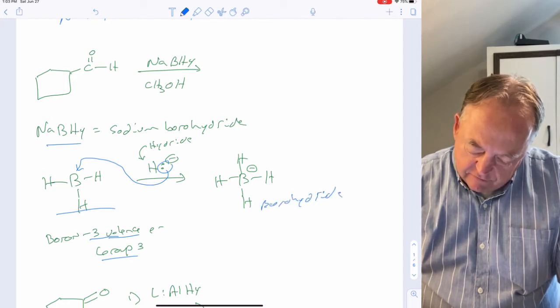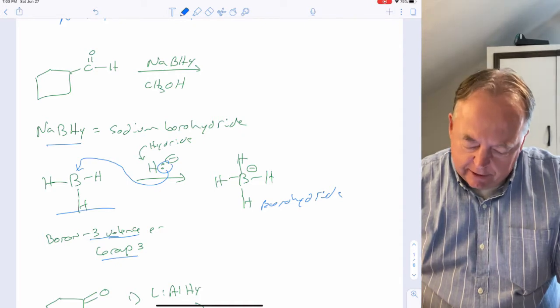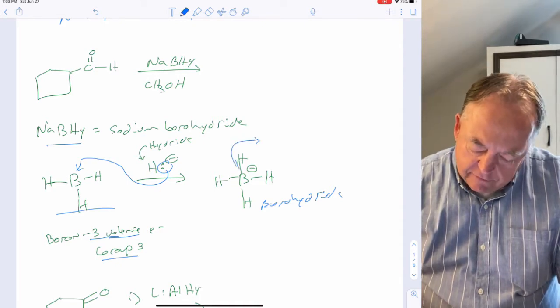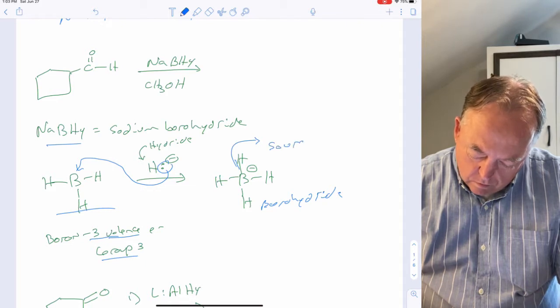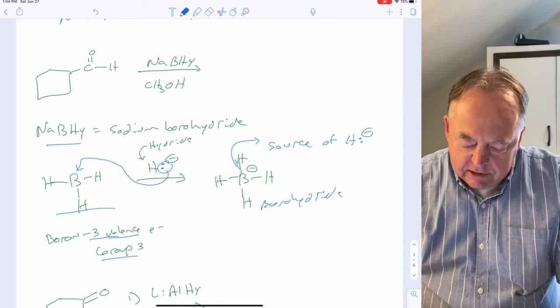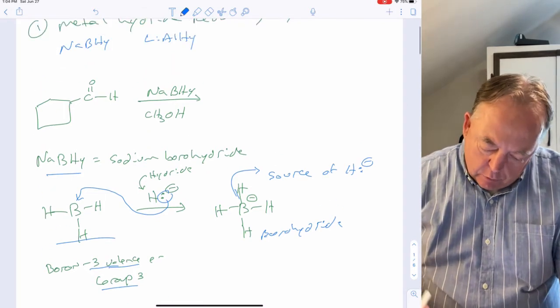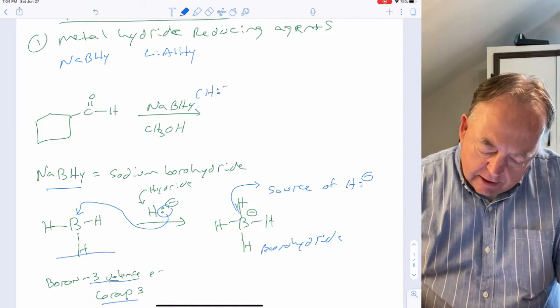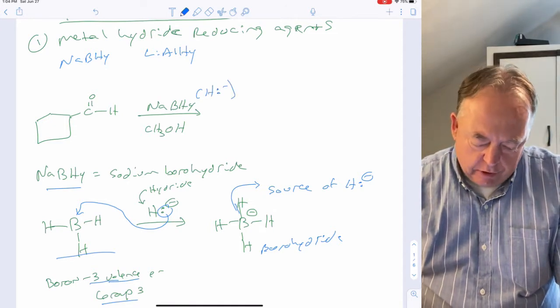And the significance of this is basically a source of H minus, because the H that you just put on can come back off. So it's a source of H minus in reactions. Whenever you see NaBH4, you can just think of it as H minus. That's basically how it's going to react.